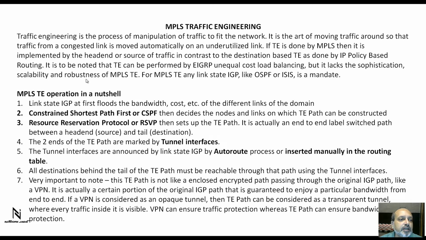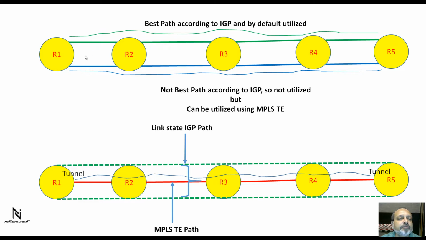Now it is to be noted that TE can be performed by EIGRP unequal cost load balancing, but it lacks the sophistication, scalability and robustness of MPLS-TE. For MPLS-TE, any link state IGP like OSPF or IS-IS is a mandate. This is an important thing: if you are once again visiting this diagram, the routing protocol that will be working here must always be a link state routing protocol. It should not be any distance vector or path vector, right? Why a link state protocol? Because in case of traffic engineering, we are actually concerned about bandwidth, prices and management, right?